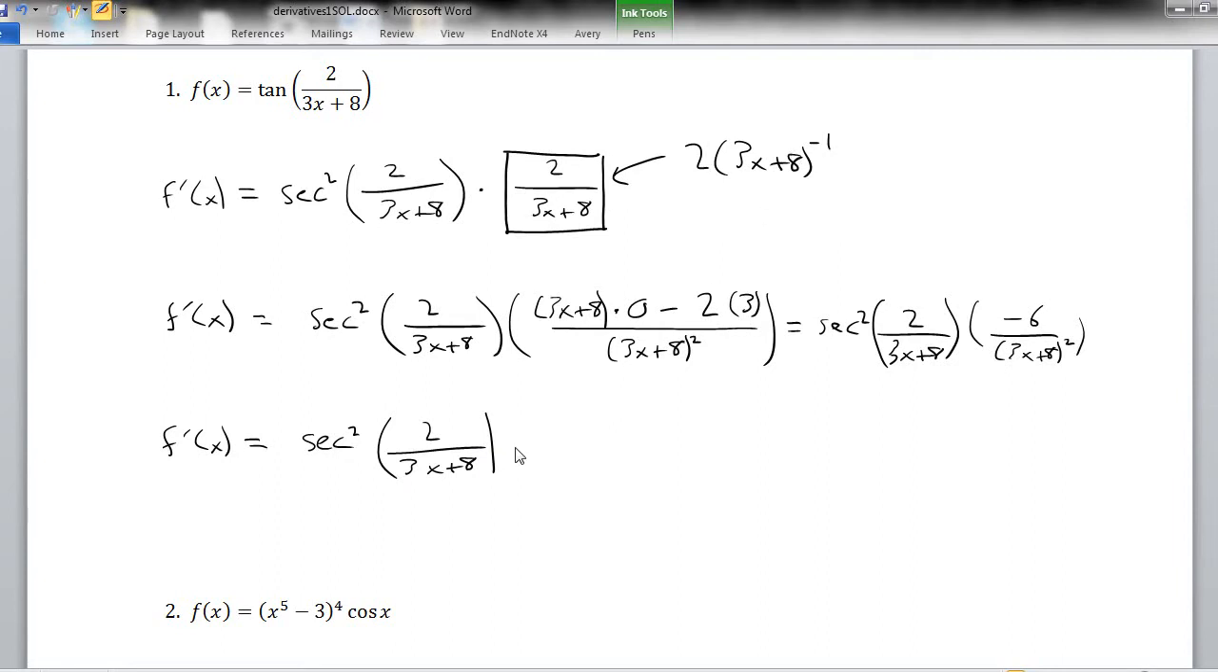And so that 2 is a constant multiple, so you just pull it out of the derivative. And then we have the derivative of this to the negative 1. We use the chain rule, circle the inside function. Derivative of that circle to the negative 1 is negative 1 times the inside function to the negative 2. And then we have to multiply by the derivative of the inside function. The derivative of 3x plus 8 is 3. Okay? So if you simplify that, hopefully we get the same thing as before.